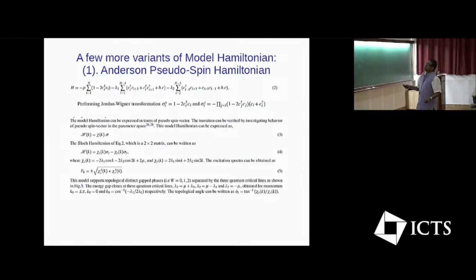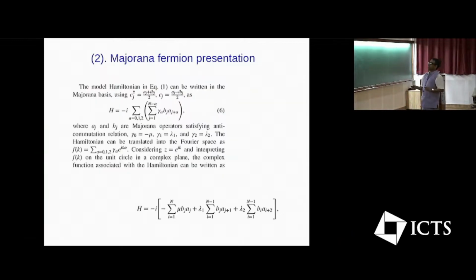I can express it above from that. I have expressed this in terms of the spinless fermion chain. The model Hamiltonian after the Fourier transform, I can state in terms of this. This is in the literature called Anderson's spin Hamiltonian. And my quantum critical lines, three quantum critical lines, occur for these values of the momentum. And I can also define the topological angle.